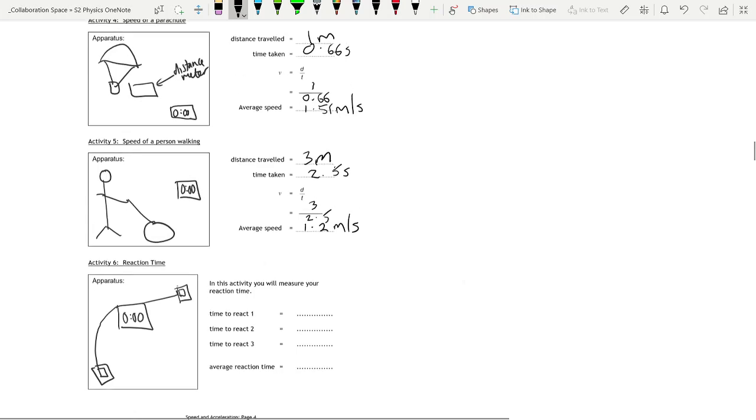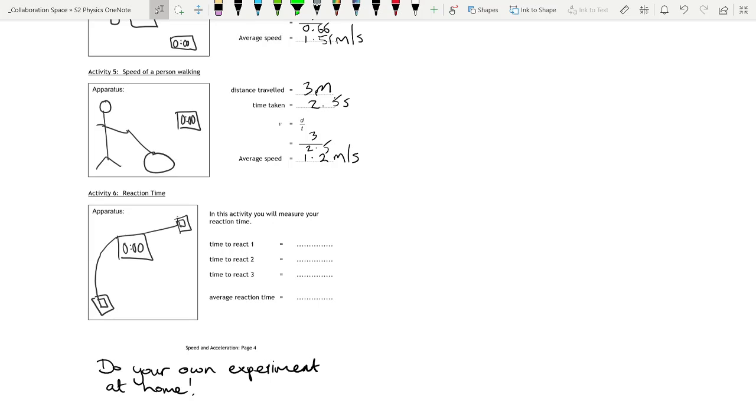And the final activity is reaction time. So basically what this is, it's something where one person presses one of the buttons, and when that is pressed, it lights up on a little panel. And another person watches that light, and as soon as that light lights up, they click their button, which is this one here. And the faster they click the button when they see the light, the faster the reaction time.